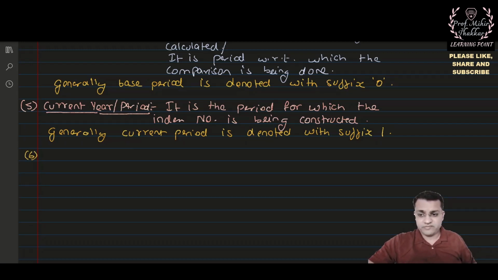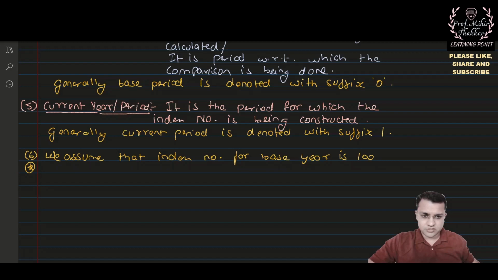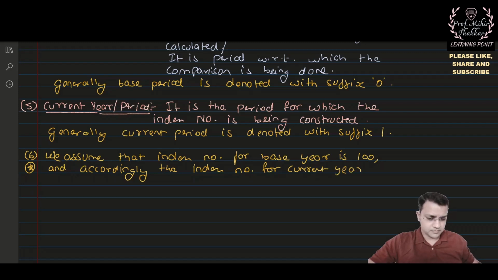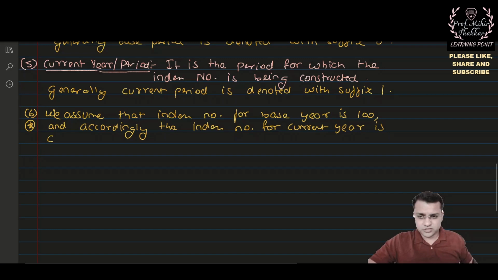Now point number 6, a very important point. Because we always represent the index number or we consider the index numbers as the percentages, we assume that index number for base year is 100 and accordingly the index number for the current year is constructed.